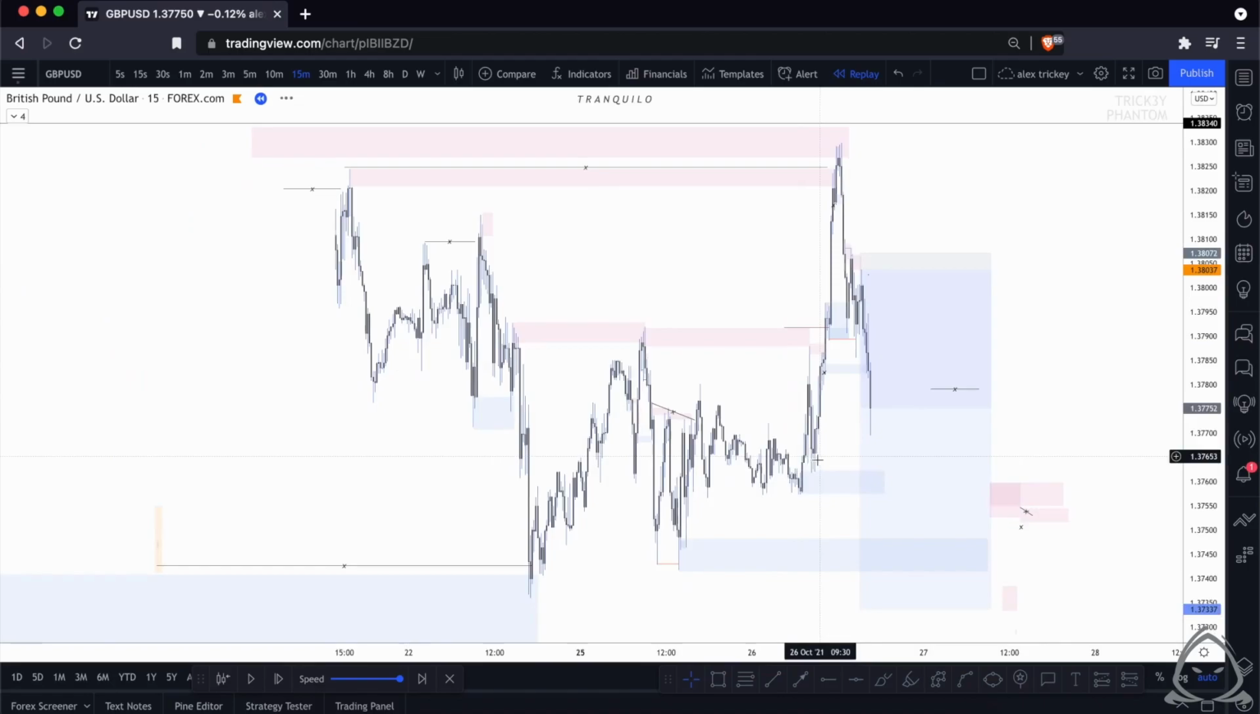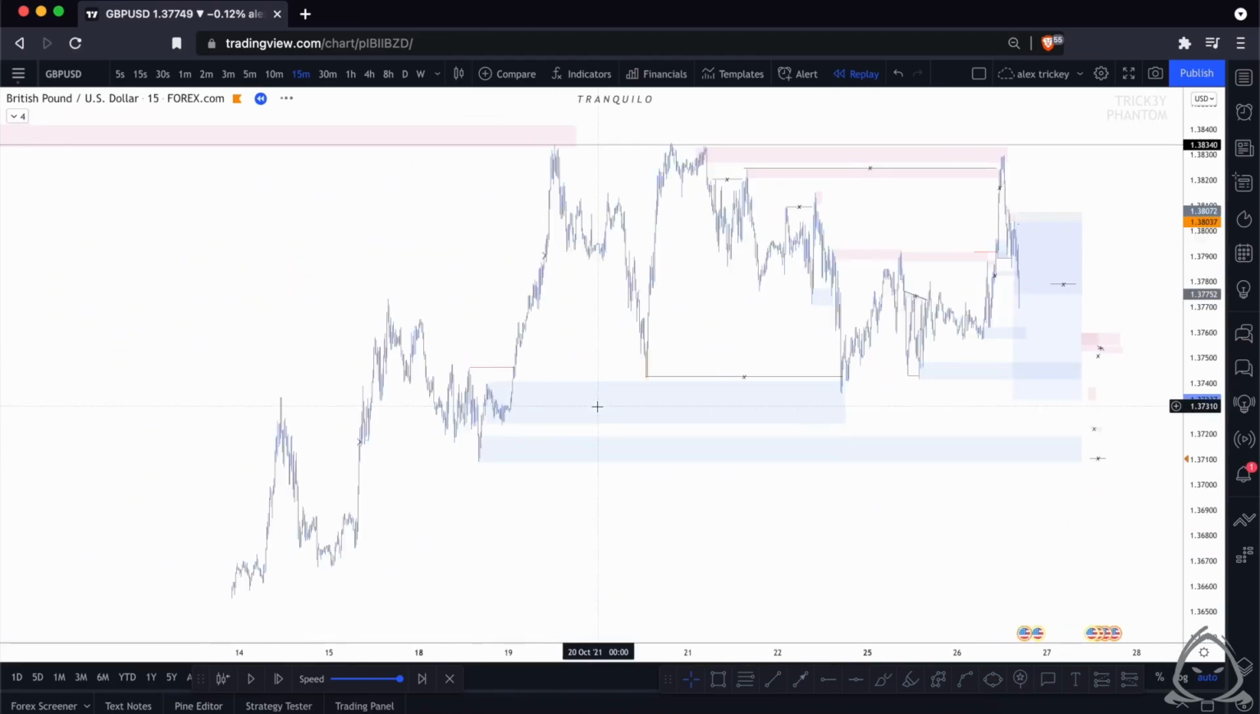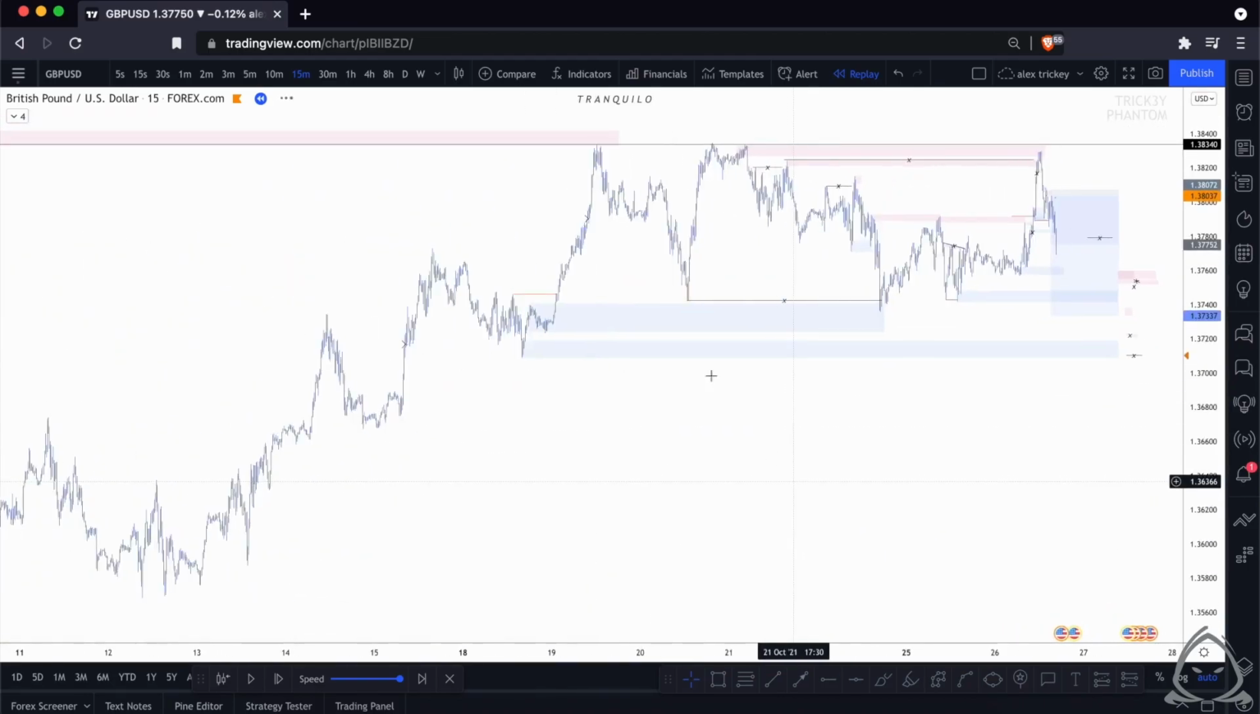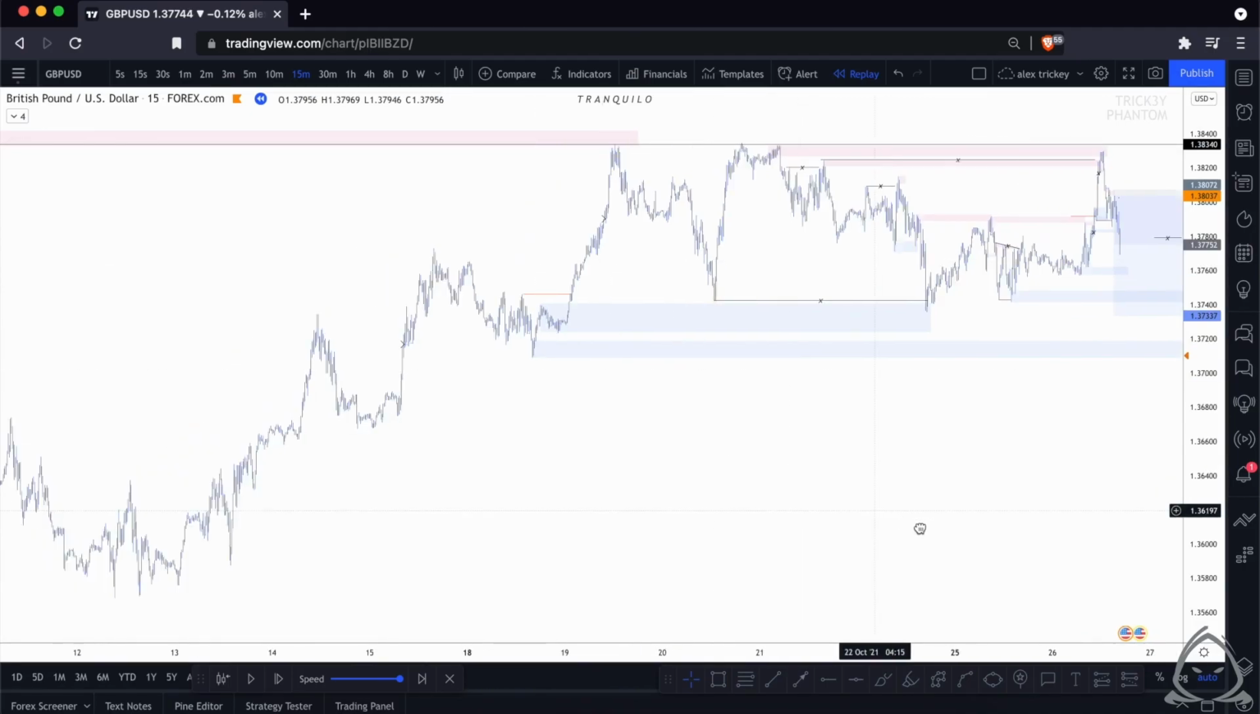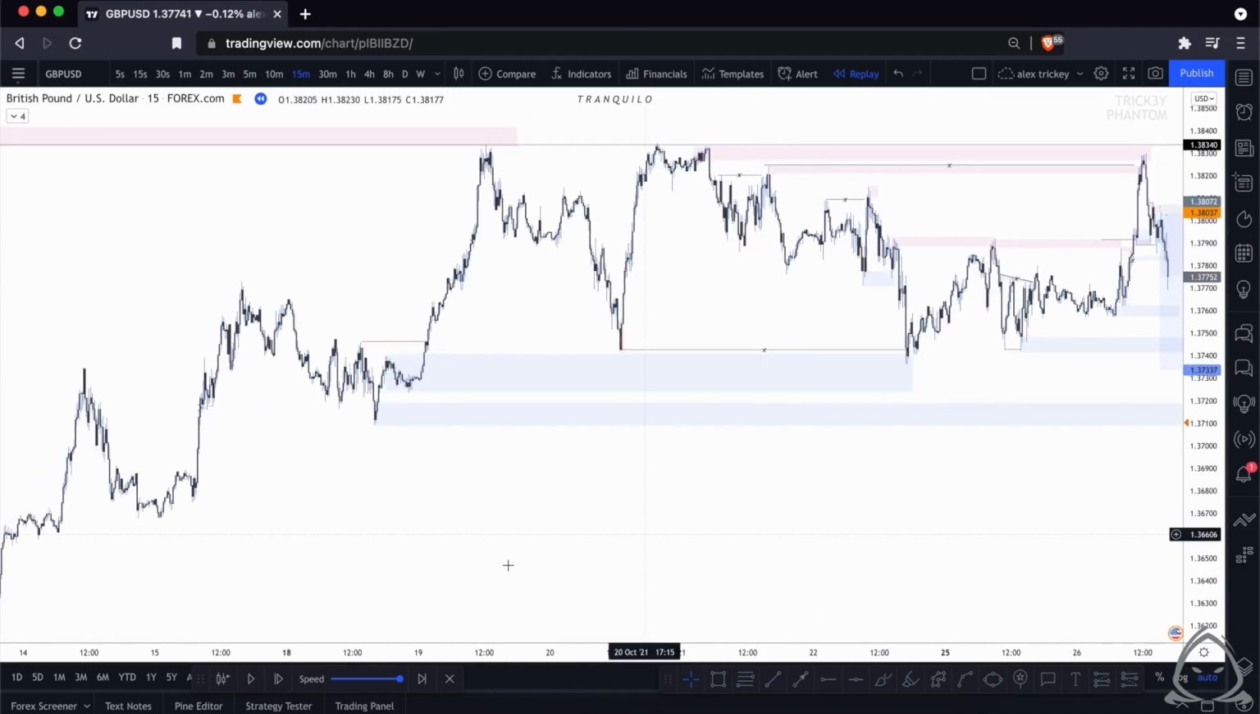And so the way I was looking at it was, okay, we're reacting from this, but in terms of 15-minute structure, we were currently bullish, right? Because if I just go back here, we broke to the downside here, so we were essentially bearish on the 15-minute, and then we had this trend switch here. So the 15-minute became bullish once again here.